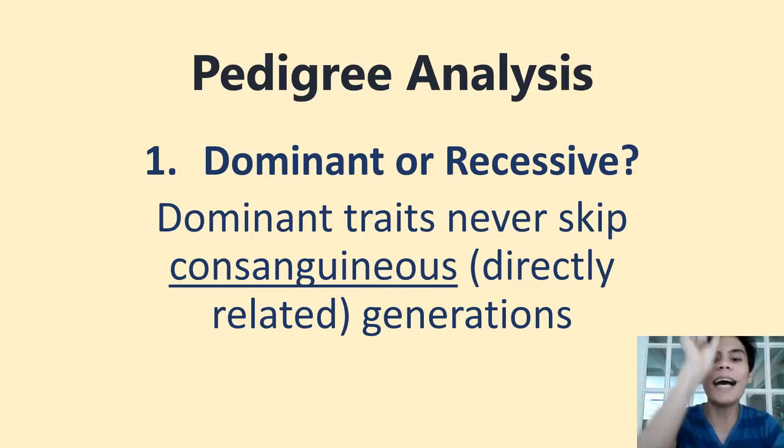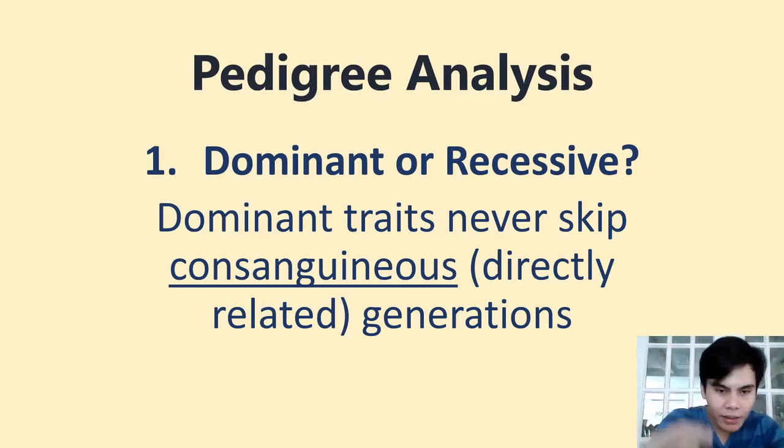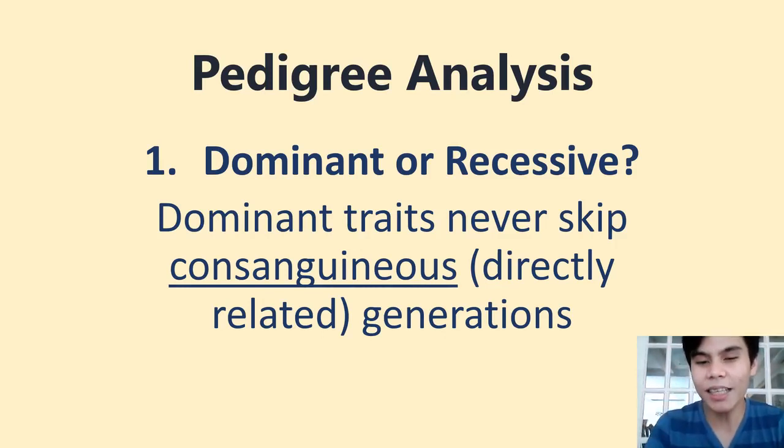Connected sila by a vertical line of mommy, daddy, baby. This is basically the parental line or the ancestral line. Okay, so they are consanguineous. So if it doesn't skip, then that means that the trait is most likely dominant.